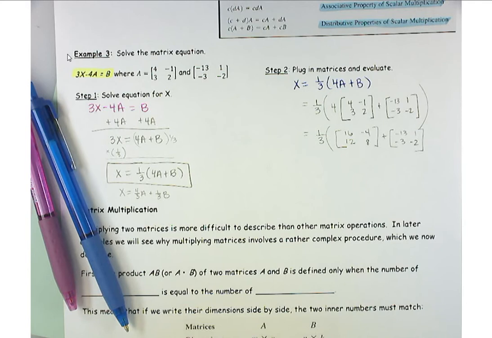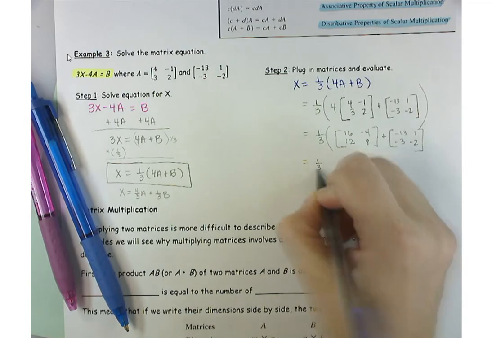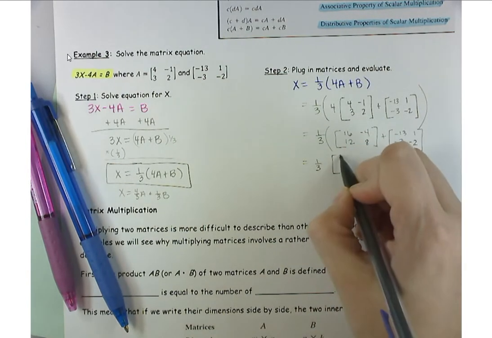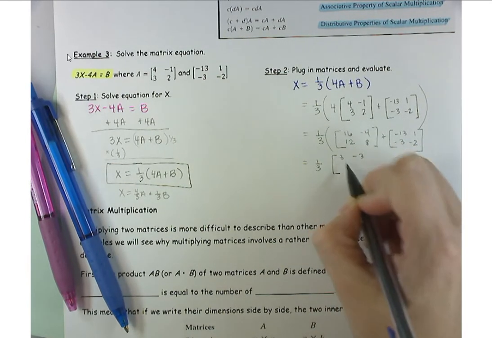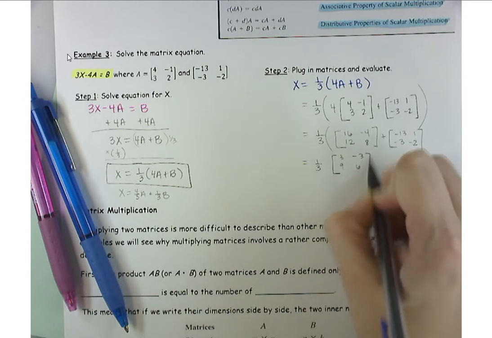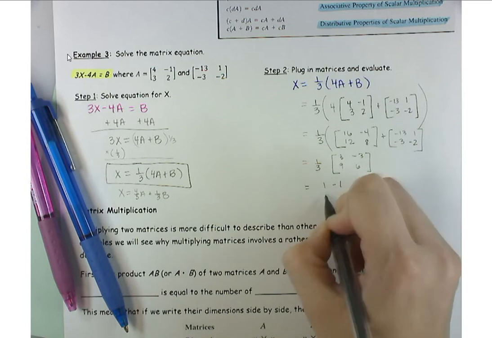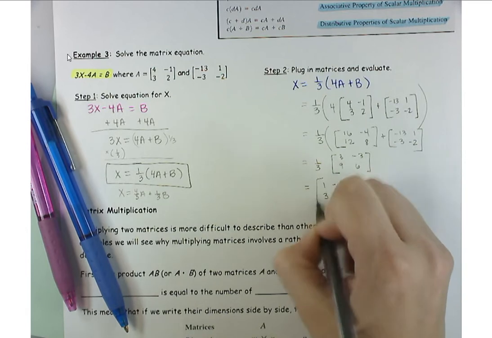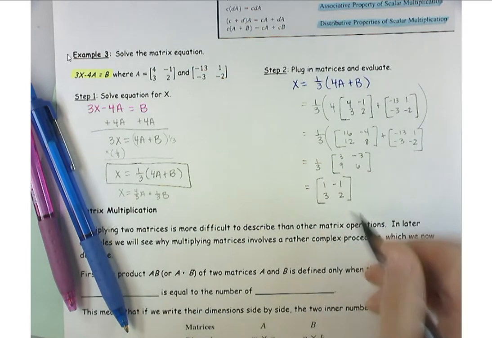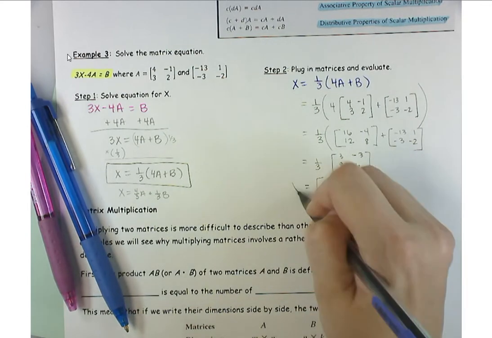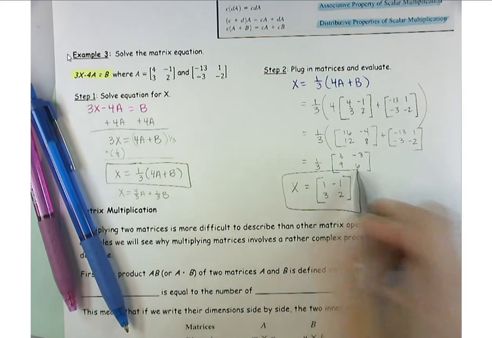Okay, so when we added these two together, we should have got 3, negative 3, 9, and 6. And then really you're dividing everything by 3. So you have 1, negative 1, 3, and 2. Right? And then that's going to be your final answer. And then you just solved a matrix equation.